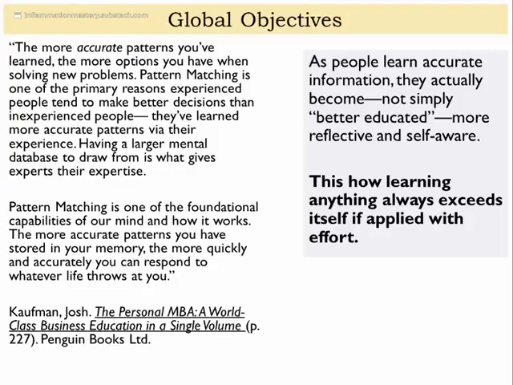What he states here, and I'll read it to you in just a moment, is that as people learn more and as people gain more experience, their ability to pattern recognize is enhanced, and that's why they have enhanced performance above and beyond their level of education. So, as I stated in the box on the right hand side, this is how learning anything always exceeds itself if applied with effort. And what I mean there is to state that learning information provides abilities beyond the cognitive acquisition of intellectual information. So when we learn things, we don't simply learn information.